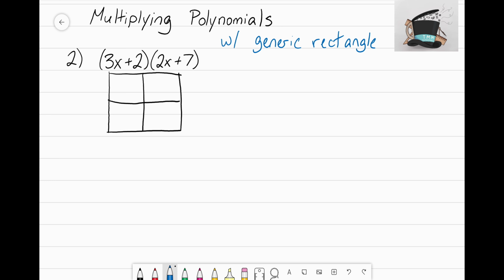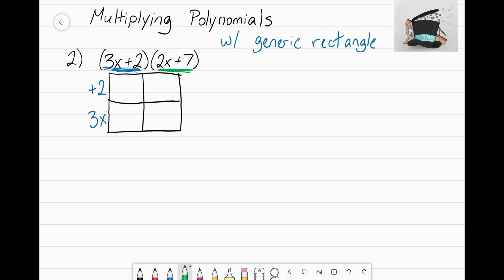Now hopefully we remember that we take the first set of parentheses, this is my first term, 3x plus 2, and I want to put that on either the left side or the bottom side. It doesn't really matter which way you do it first. I'm going to put mine on the left side. So I'm going to write 3x plus 2. Again, I could have put that down here. It doesn't really matter where you put it.